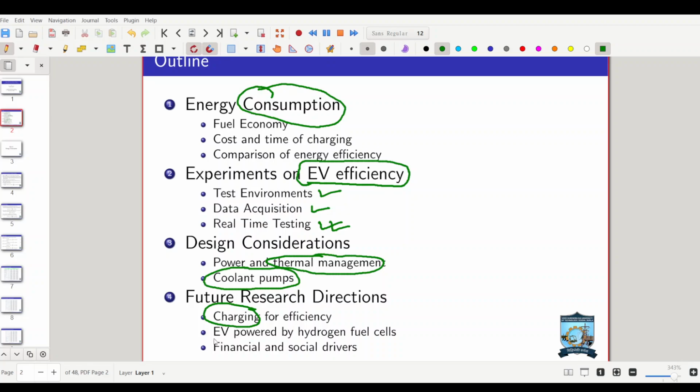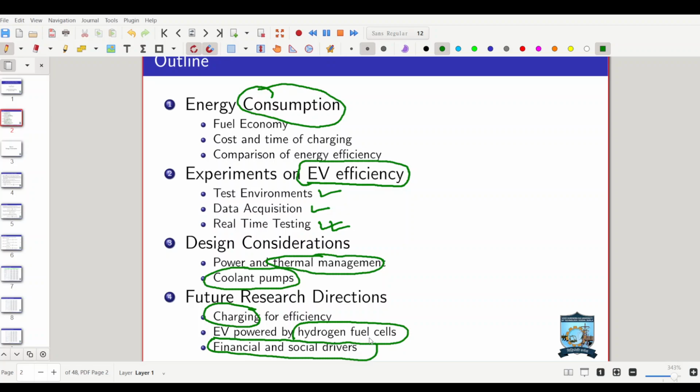Then we'll see whether hydrogen fuel cells can help in improving the efficiency of pure electric vehicles. And the last, which is the most important one, is the various financial and social drivers that decide how much EV penetration might take place.